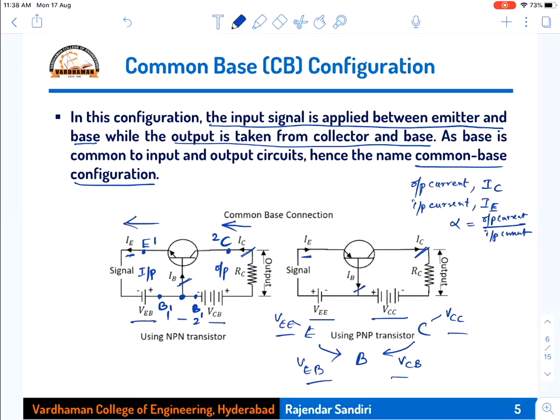Outside means it is coming out of the transistor. One current is flowing inside, the other is flowing outside. So these two currents are opposite in direction. One is coming inside, the other one is going outside. That's why the sign is negative.